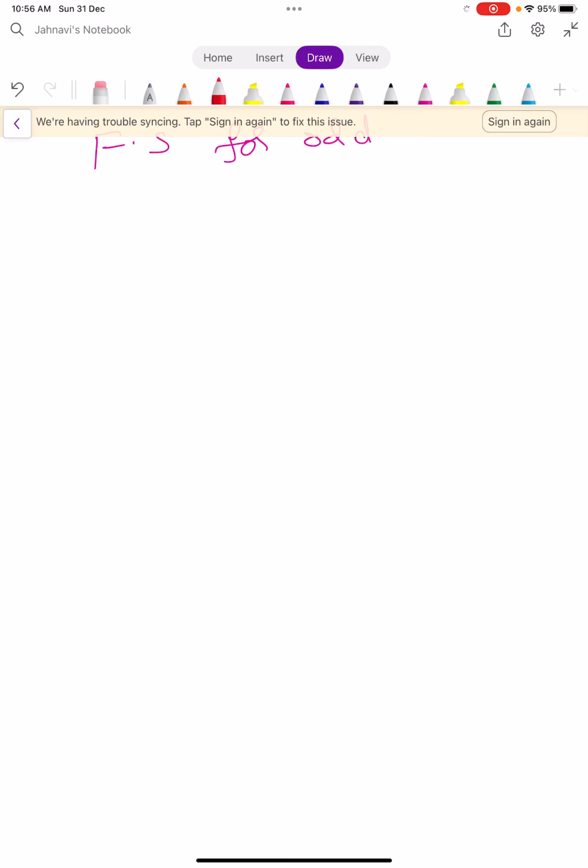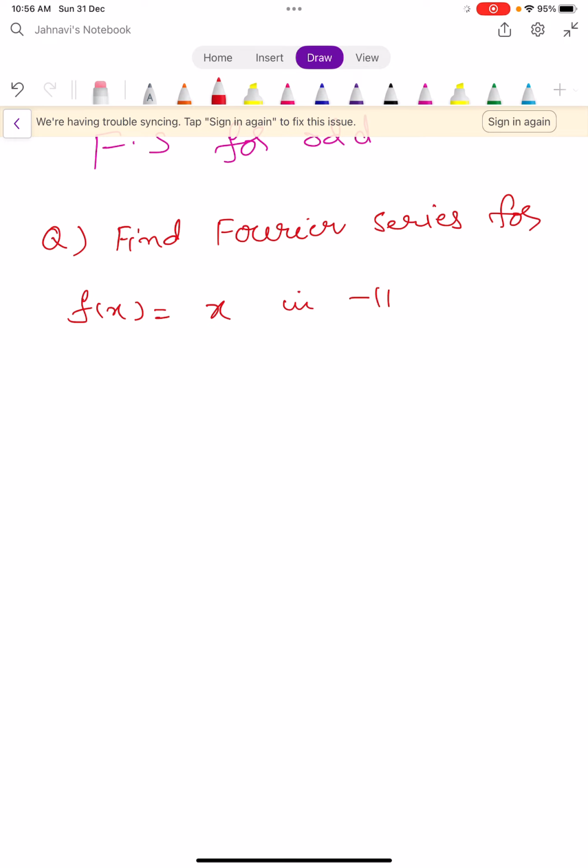Find Fourier series. This is the question. Find Fourier series for the function f of x is equal to x in the interval minus pi to pi. So here f of x is equal to x.